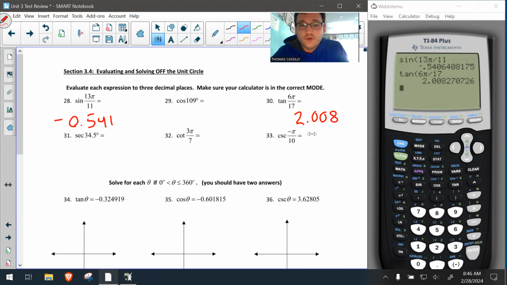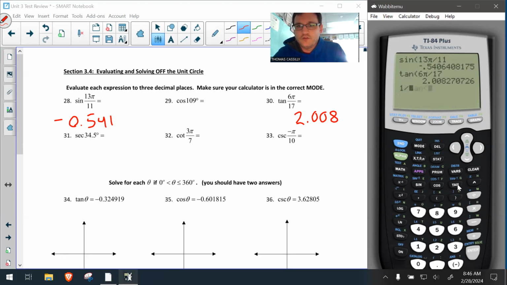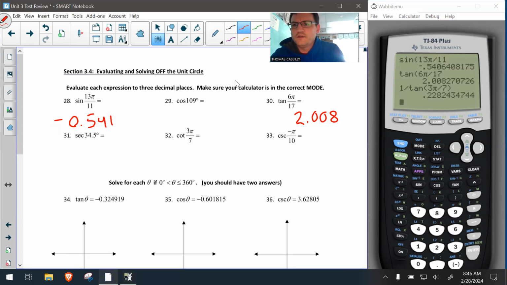Let's see here. I'm going to skip down to 32 now. That's the cotangent of 3 pi. Remember, it's cotangent, so that's 1 divided by your tangent. And then just keep your 3 pi over 7 as is. 3 pi over 7 is going to give us 0.228.